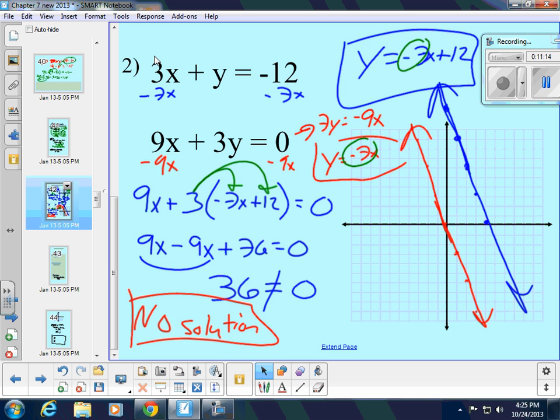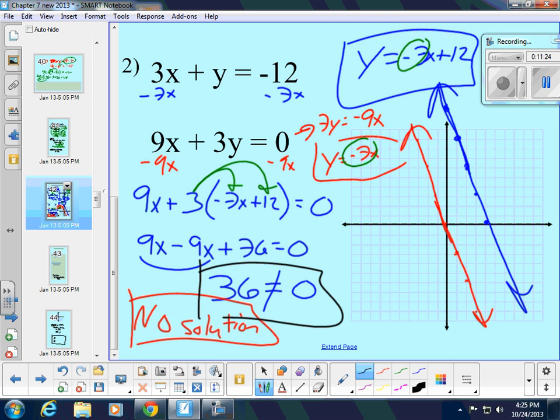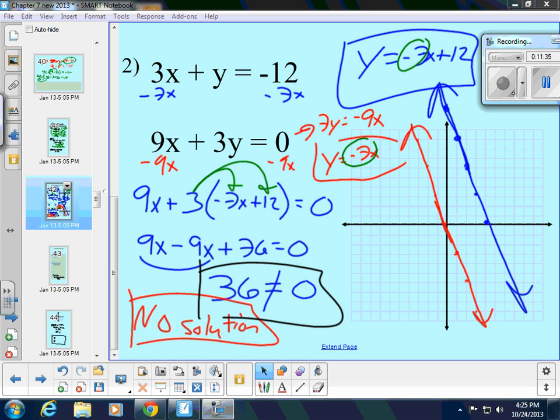So this is what happens when we have the no solution case, when we're solving a linear system with substitution. What will happen is we'll get down to a situation like this, where all of a sudden the variables have dropped out, and we have something that's not equal. 36 does not equal 0, so this is the no solution case. And that tells us the two lines that we're talking about must be parallel to each other because they never intersect.